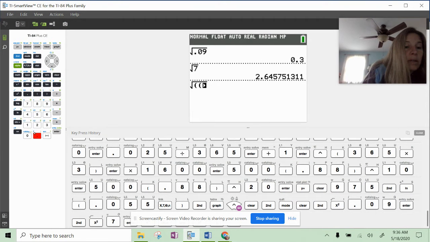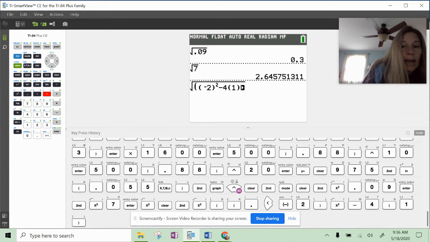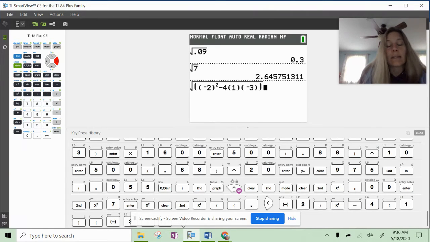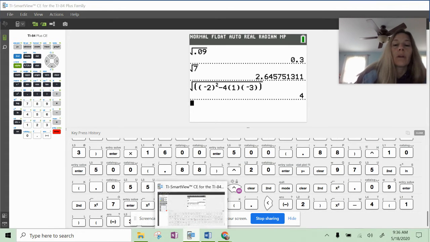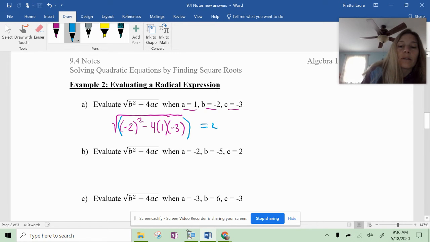So second parenthesis, -2, close it, squared, then minus 4 parentheses A, which is 1, parentheses C, which is -3, and then close that parenthesis. That's telling the calculator that all of that is inside the radical. And then you hit equals, and you get 4. So if you do the whole thing at once, you're going to get 4.